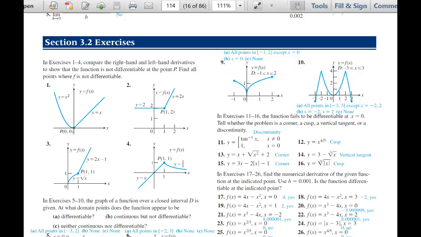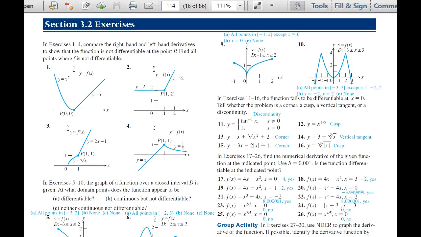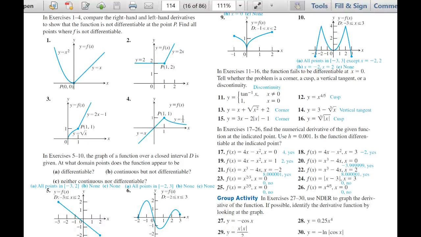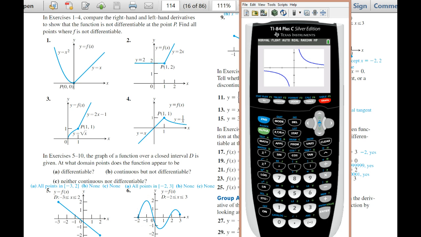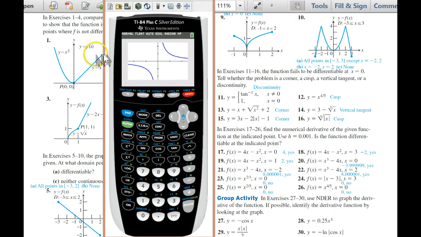Next you had 11 to 16. You can graph them on your calculators. This is where you're able to graph it to see which one it is. And I said that those would be calculator problems on a quiz or a test. So what would that look like? This is a piecewise function, right, for number 11?